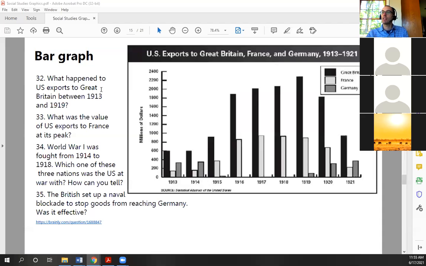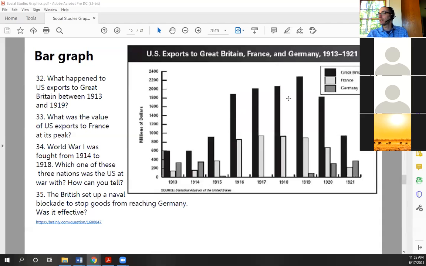So the question is, what happened to U.S. exports to Great Britain between 1913 and 1919? That's the big black one. What can we say? 1913 to 1919. How would you describe it? They increase. A lot, yeah. They go up. There is a big difference between 1913 and 1919.